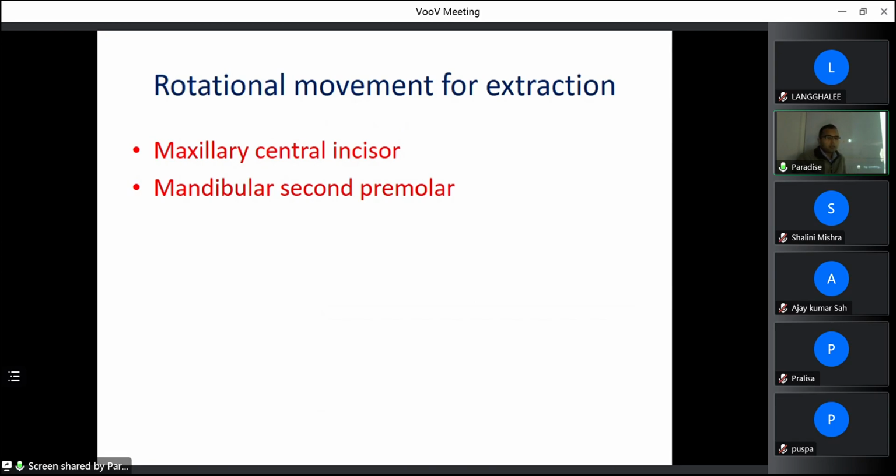That's why you can give rotational movement only in case of maxillary central incisor and mandibular second premolar, not in other teeth. In multirooted teeth, if you give rotational force, it will fracture. Even in case of lateral incisor, most of the time the apical third is dilacerated distally, so again it will fracture. The canine is almost triangular in shape. The maxillary first premolar has two roots, buccal and palatal. You can't give rotational force. So the only option is these two teeth, maxillary central incisor and mandibular second premolar.